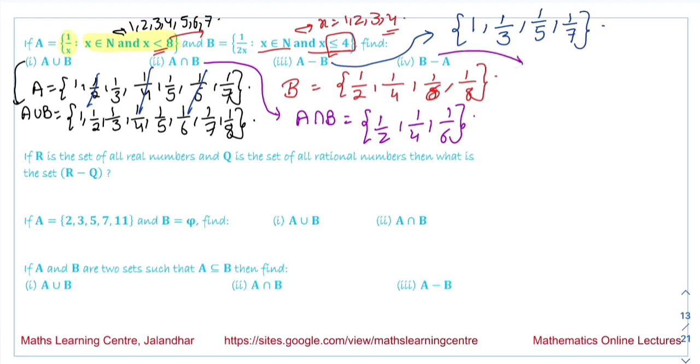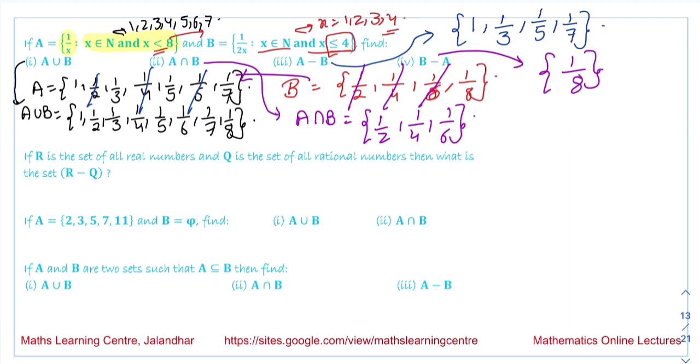And B minus A is all those elements of B after removing the elements of A. So we are left with only 1 by 8, because 1 by 2, 1 by 4 and 1 by 6 are present in the set A. So the answer of B minus A is the set containing the element 1 by 8.